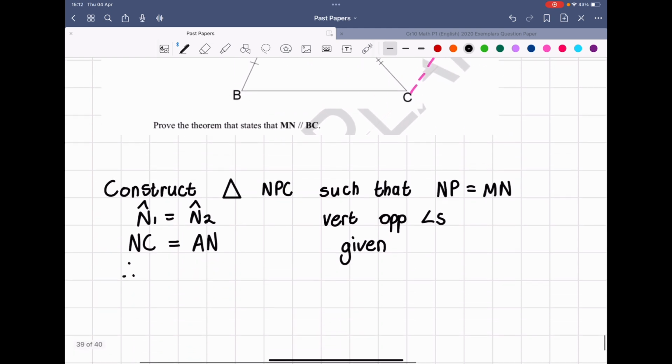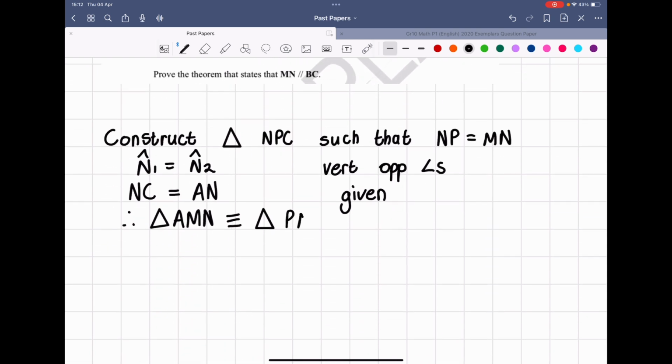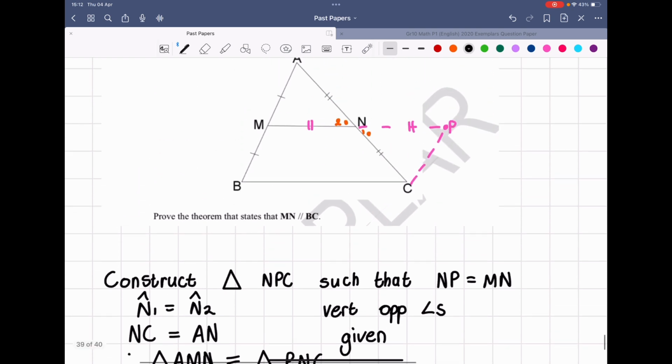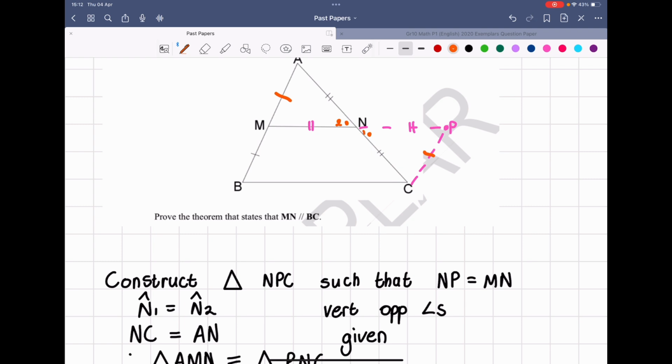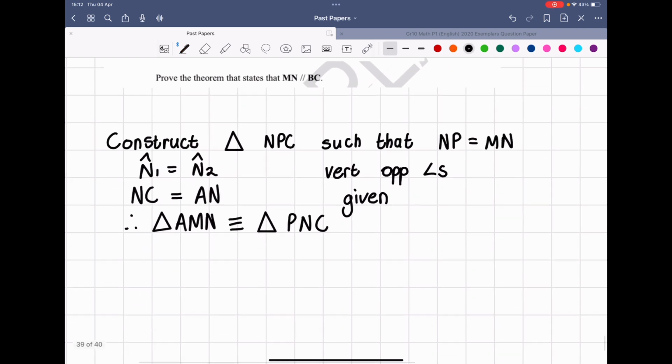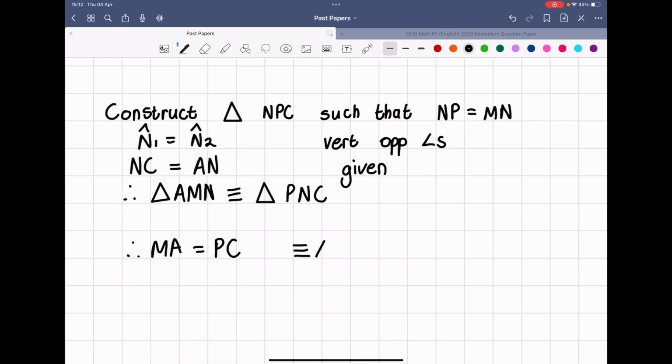Therefore, triangle AMN is congruent to triangle PNC. Okay, then from the congruency, I can say that this side here, PC, is going to be equal to this side, MA, and that is from congruent triangles.